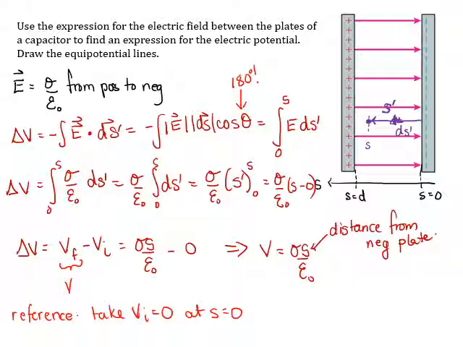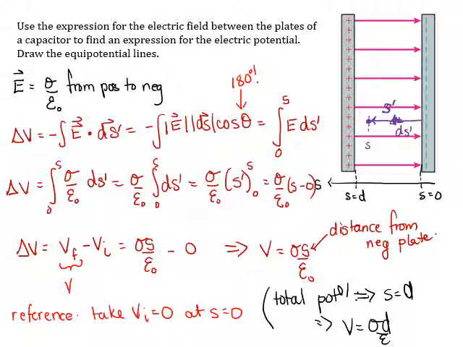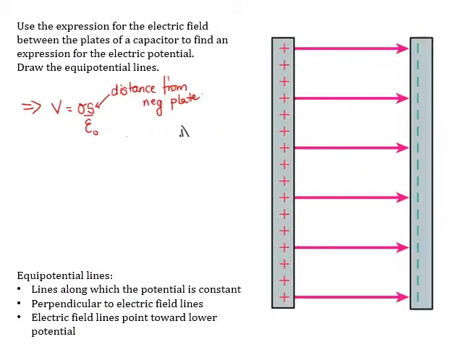Okay, so that takes care of our equation for the potential. If you wanted the total potential difference between the plates, then your s would be equal to d. Why don't we put that in brackets? So if you wanted the total potential, you just put in s equals d. Okay, that takes care of finding the potential between the plates and the total potential. Next, let's draw the equipotential lines. The last bit we're asked to do is draw our equipotential lines.